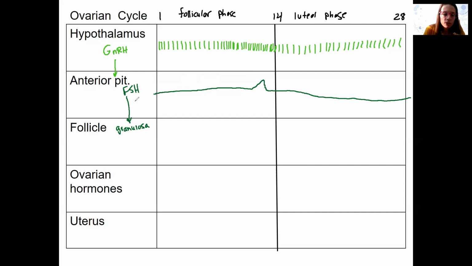The other hormone from the anterior pituitary is luteinizing hormone. This is going to start a little bit lower, and the main thing about it is it's going to peak just before ovulation. This here is called our LH surge because it is a surge in luteinizing hormone.